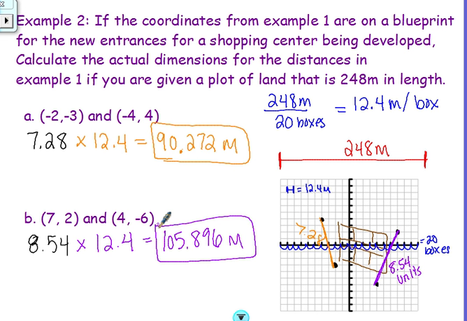Okay? So hopefully you saw some real life examples of the distance formula, because you can use it anytime you are scaling something. All right, I hope you enjoy distance, and we will see you in class tomorrow.